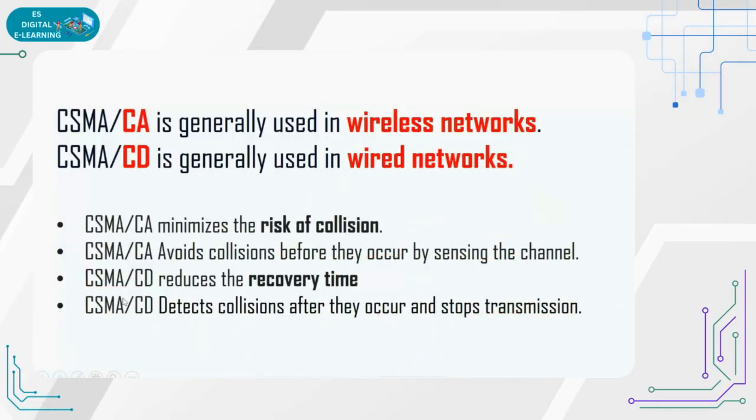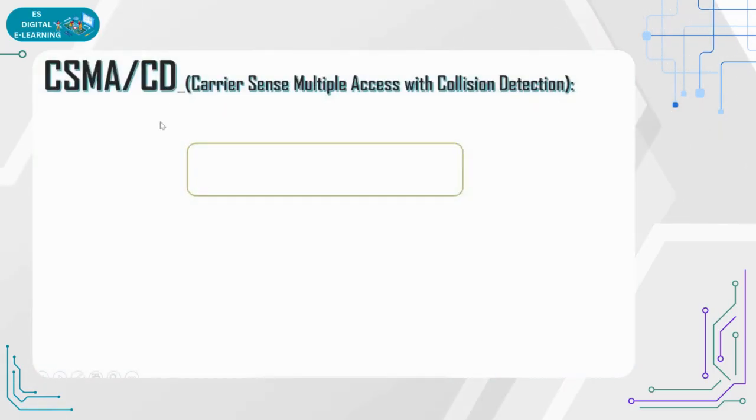Now, in detail, we need to understand what CSMA/CA is. The full form of CSMA is carrier sense multiple access. Write down carrier sense multiple access. That is the full form of CSMA. And CD is collision detection. We said that after getting the collision, it will stop transferring. We need to understand CSMA/CD because it is in a wired network.